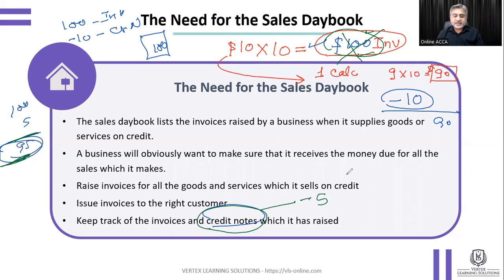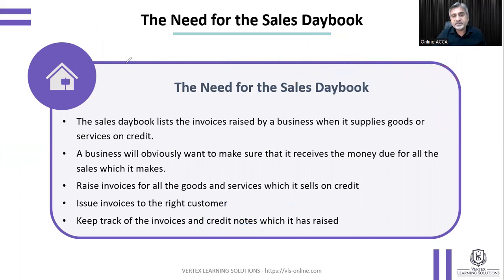So debit notes and credit notes will be used to adjust, increase, decrease especially the balances between you and your customers, or the balances between you and your suppliers. So we need to keep track of our invoices as well as our credit notes. Okay, so this is introduction to sales daybook.